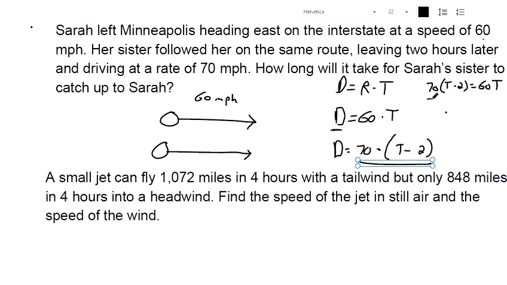So distribute that 70. Subtract 60t from both sides. So we get 10t on the left side minus 140 equals 0. So let's kick that 140 to the other side by adding 140 to both sides. And then divide both sides by 10. So t is going to equal 14 hours. It takes 14 hours until the two distances are equal to each other.